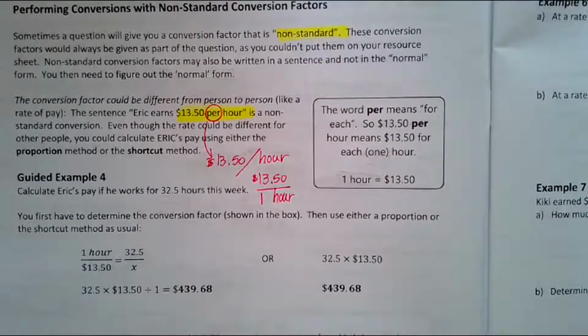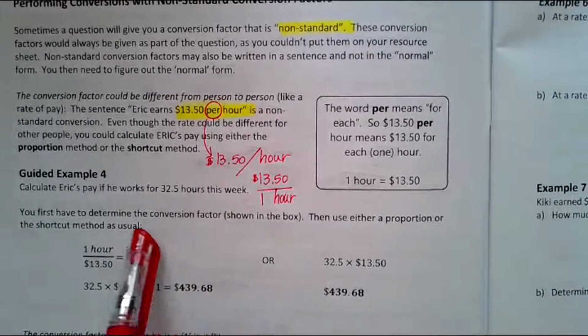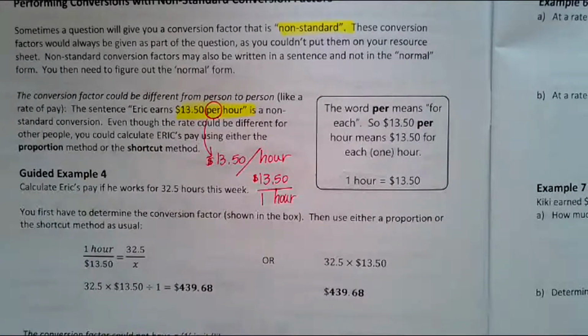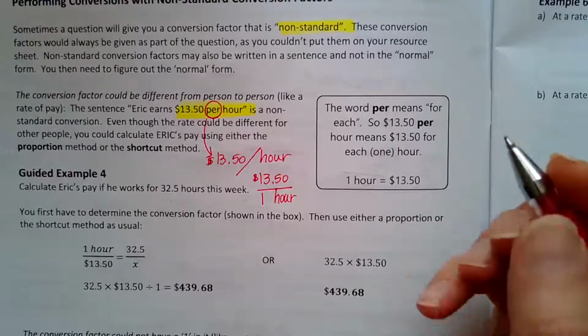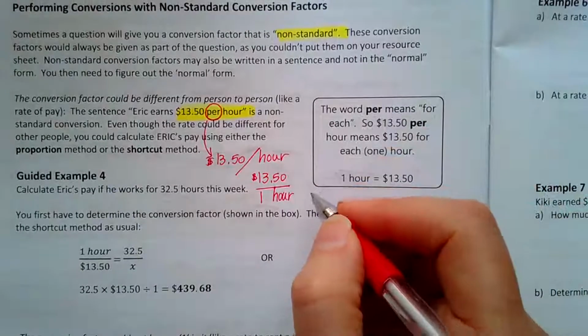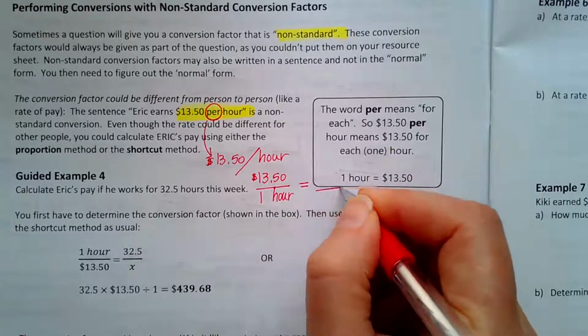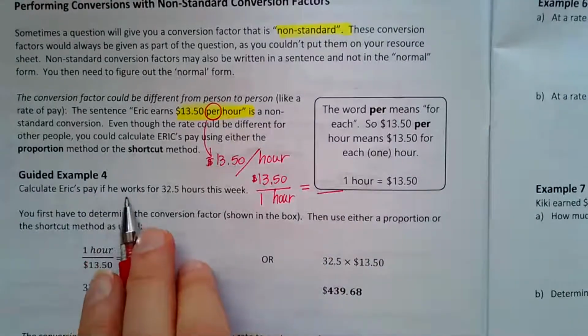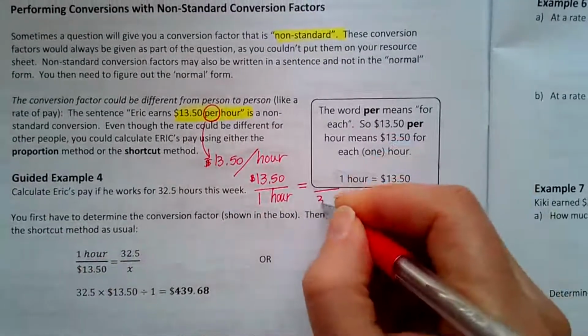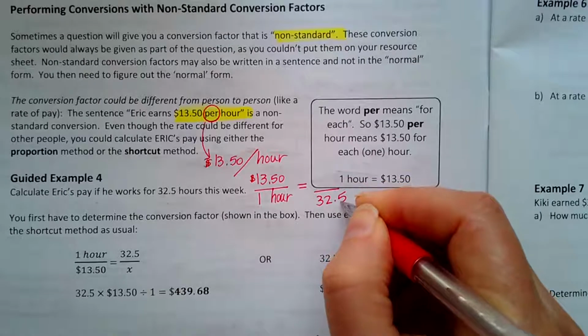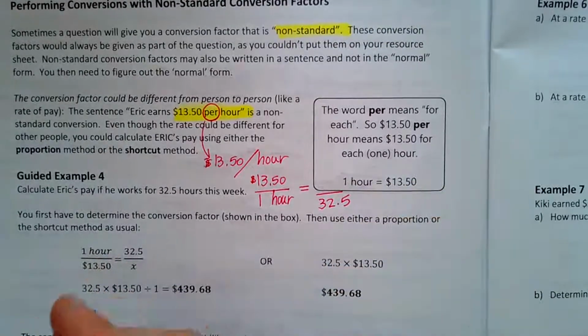So you first have to determine the conversion factor, which I did here. I'm going to do this approach. They flipped it around on me. They put the hours on top. I think I would put the hours on the bottom. So I'll just finish doing mine here. Calculate his pay if he works for 32.5 hours. My hours would go on the bottom. You can see it doesn't really matter where you put them as long as you're consistent.